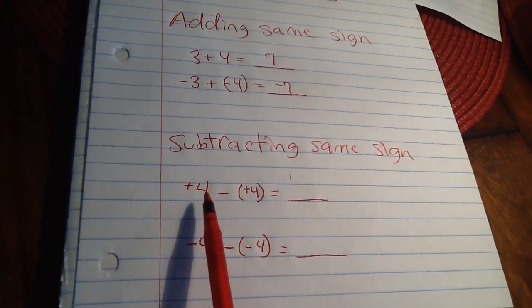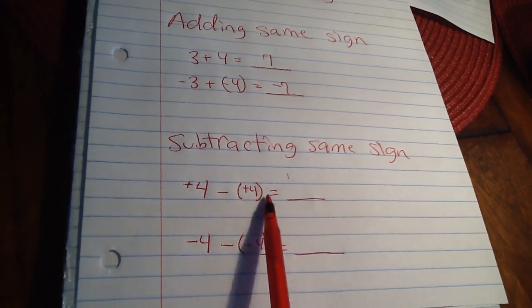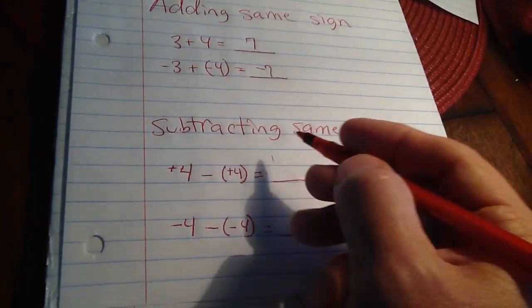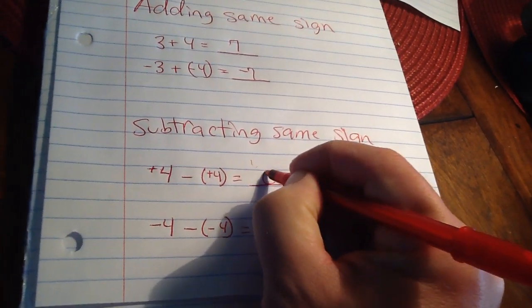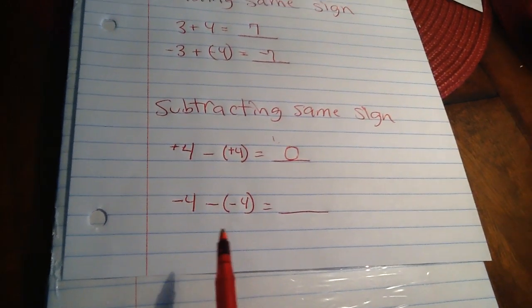Alright, now, subtracting the same signs, okay? You've got a positive 4 minus a positive 4. So it's basically 4 minus 4, which we know if you have 4 and you take 4 away, 0.